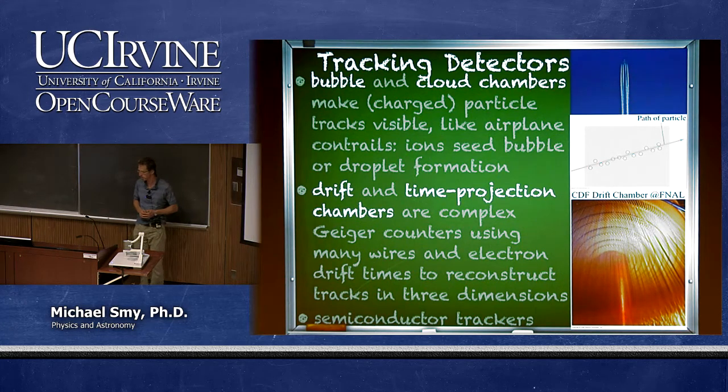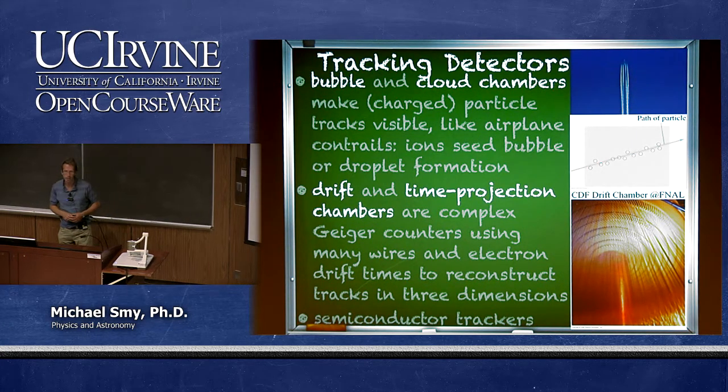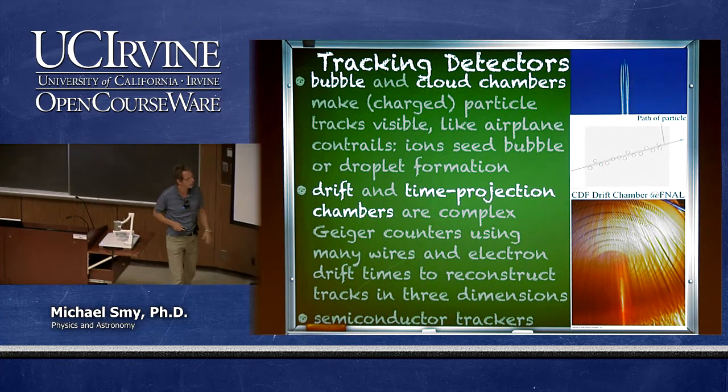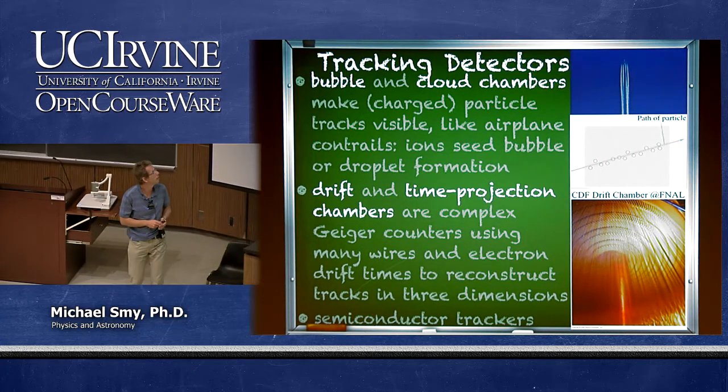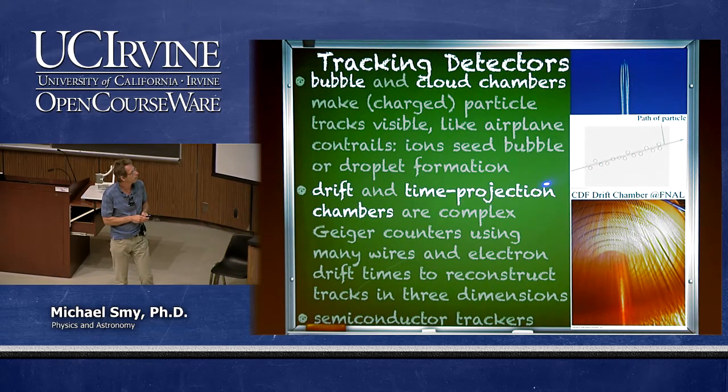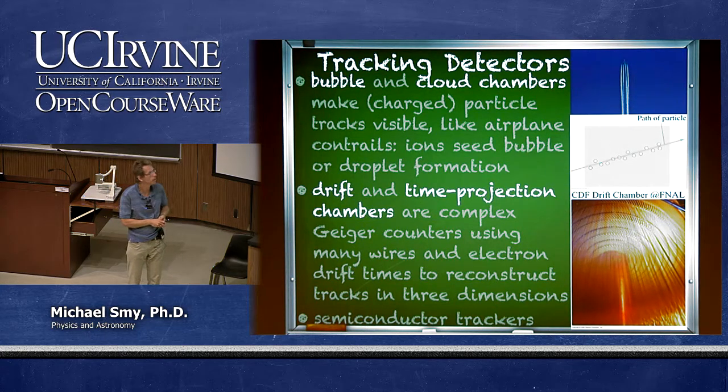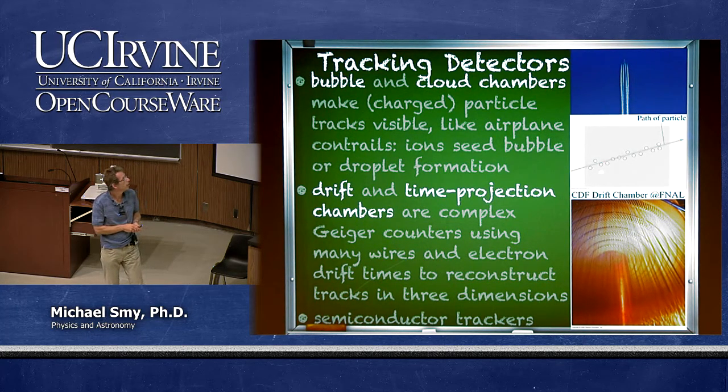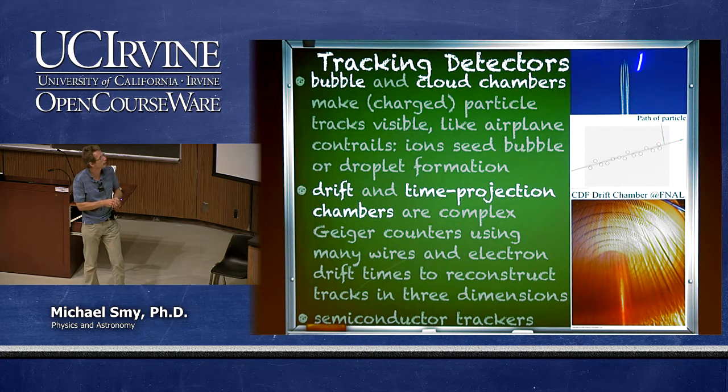There are also so-called bubble and cloud chambers. And the way they work is like the contrail of an airplane. If you have a path of a charged particle, it leaves in its wake ions, because it's ionizing radiation. And those are acting as seeds to grow, for example, bubbles or droplets, which then can be made visible later. And so this pretty much works the same way as an airplane streaming through the sky, making clouds behind them.